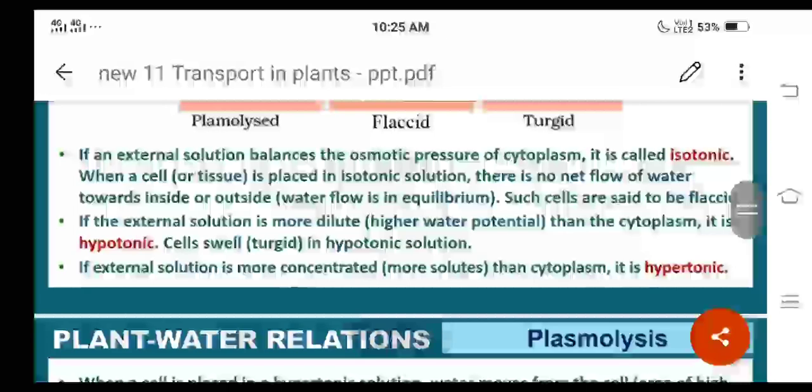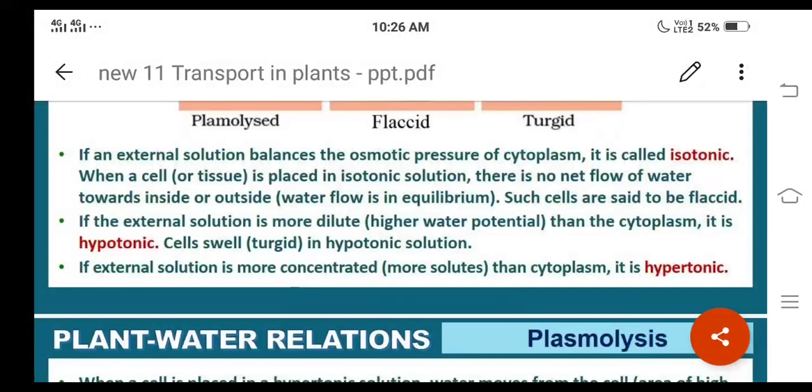One is isotonic. Isotonic means that if an external solution balances the osmotic pressure of cytoplasm, it is called an isotonic solution. A solution whose osmotic concentration is equal to that of another solution or cell sap is called an isotonic solution.